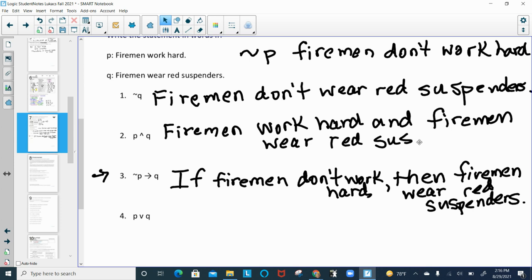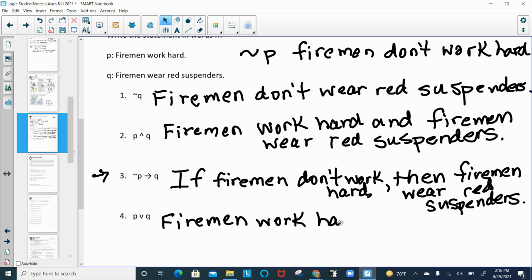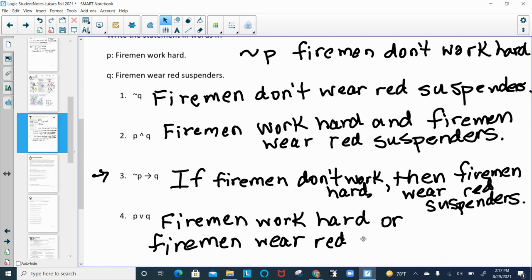Just takes me a minute to write it out on the screen somewhat neatly. There you go. And then last one, it's not that much different. We just have a P and a Q again, but now we have an "or" separating them. "Firemen work hard, or firemen wear red suspenders." So that's what it looks like if you have to take the symbols and put the symbols back into words.